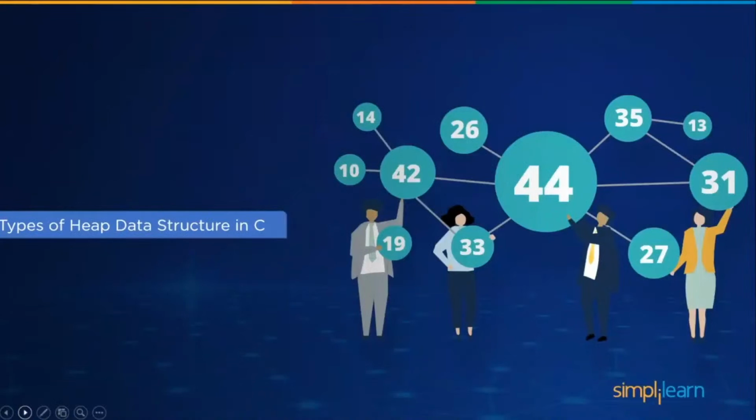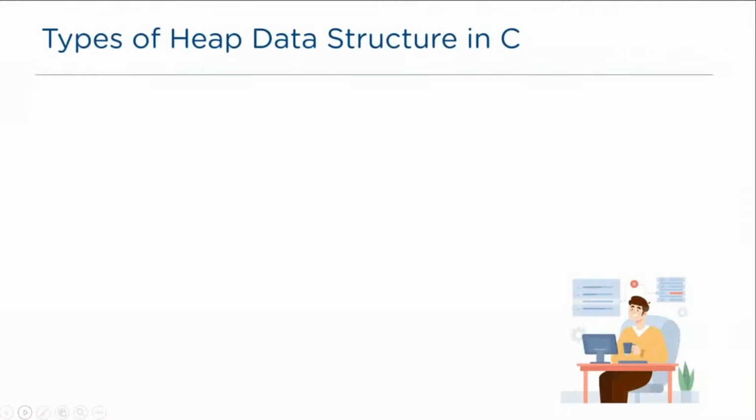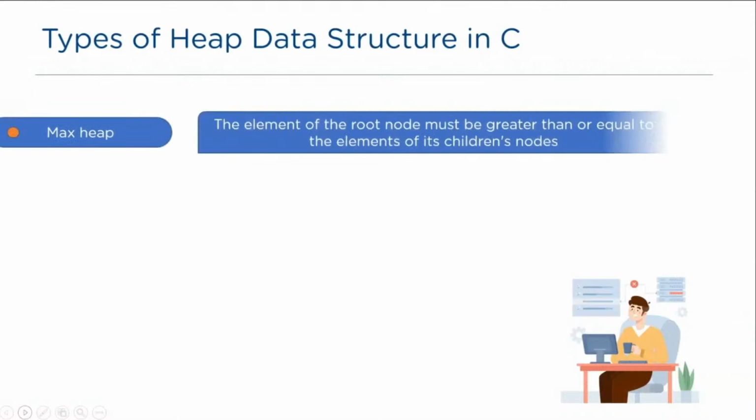Now we know what a heap data structure is and why heap is used in C programming. Let's move ahead and understand the types of heap data structure in C. There are two types of heaps, max heap and min heap. In a max heap, the element of the root node must be greater than or equal to the elements of its children nodes. Now let's see its example.